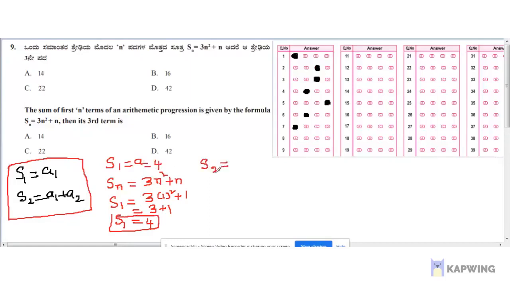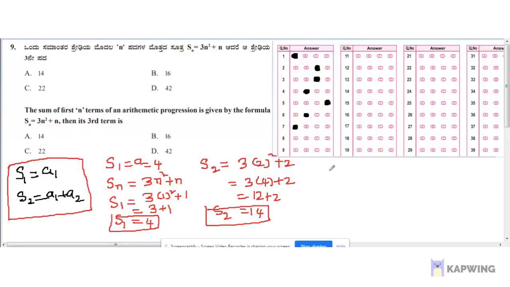Replace n with 2. We will get S2 is equal to 3 into 2 square plus 2. 2 square value is 4, so 3 4s are 12 plus 2 is 14. Therefore, S2, the sum of two terms, is 14, and the sum of one term is 4.